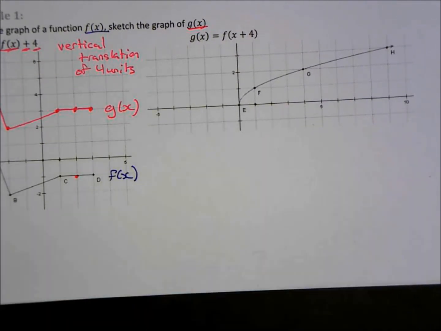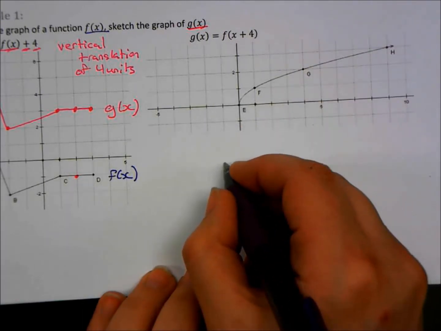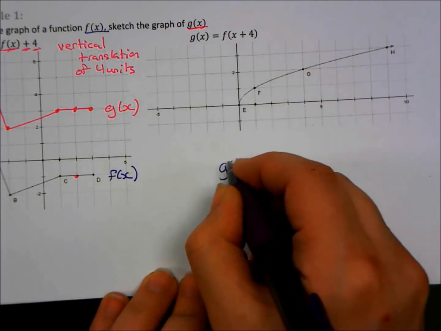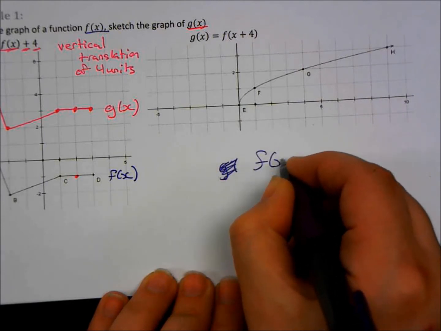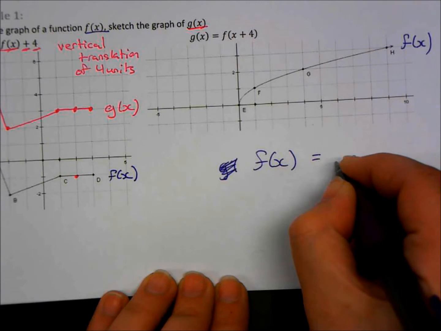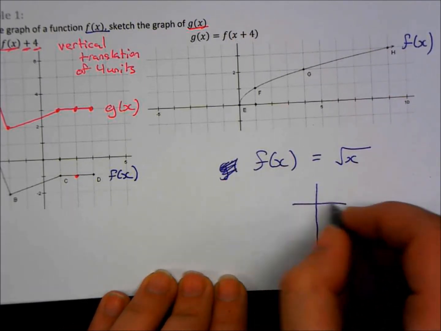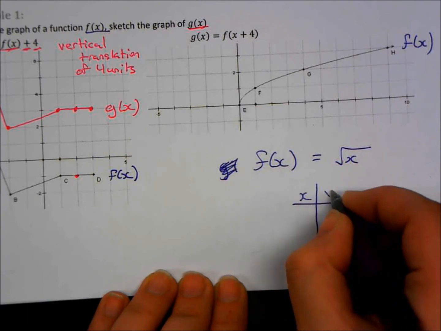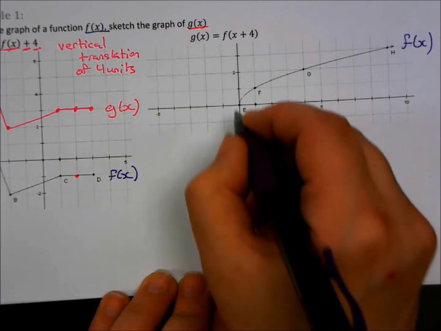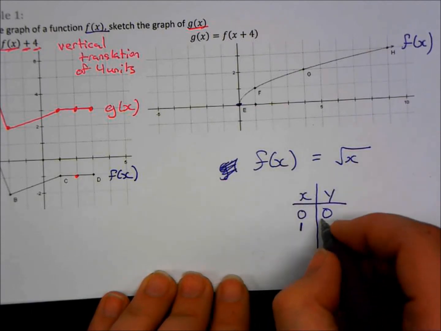This is our new base function. In this case, f of x is equal to the square root of x. If you were to do it on a table of values, the points that you would plot would be 0 and 0. And when x equals 1, what's the square root of 1?